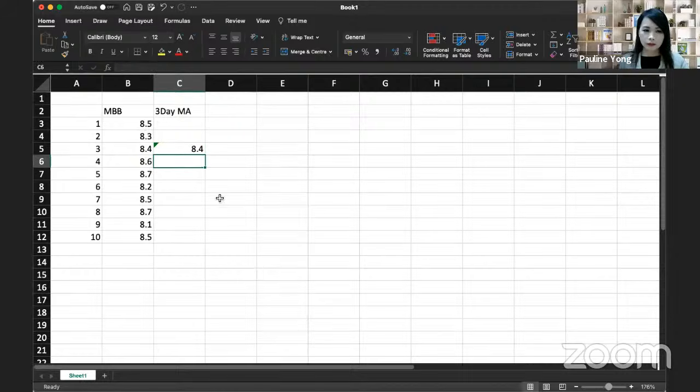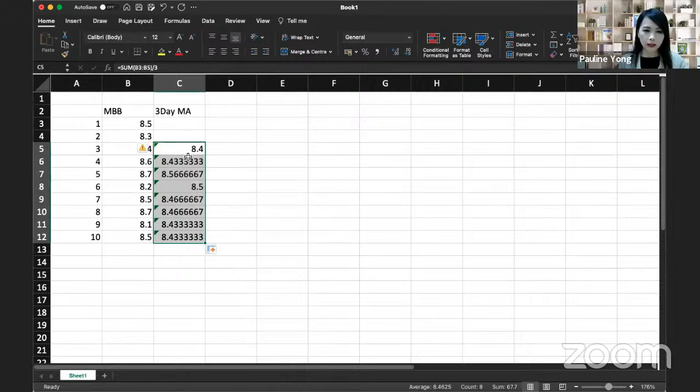How about the next one? For the next one, it will be this and this, the past 3 days. And the next one will be this and this, the past 3 days. So I just need to drag this down. This will be my moving average line for this price.